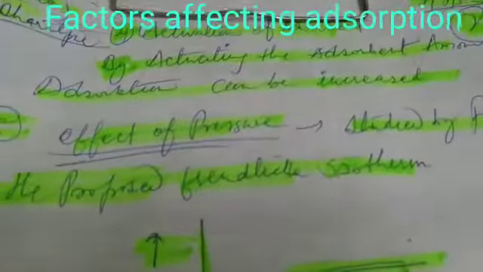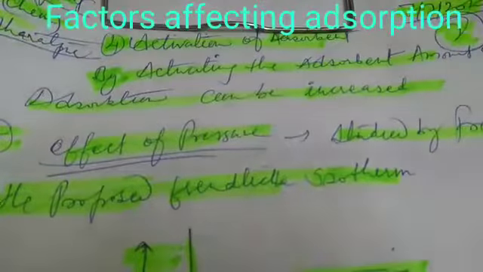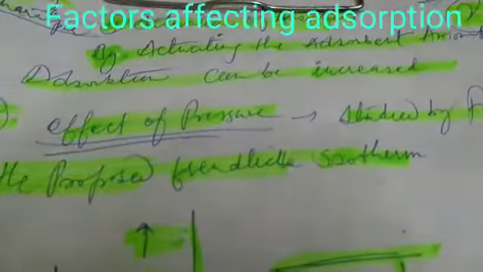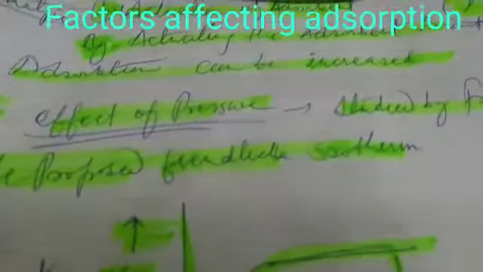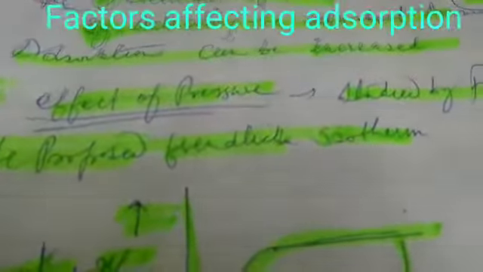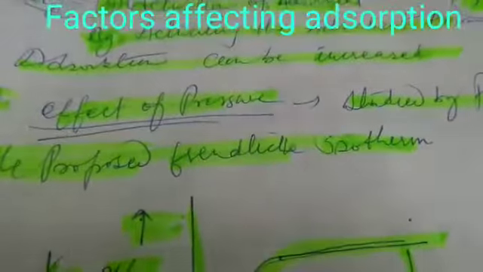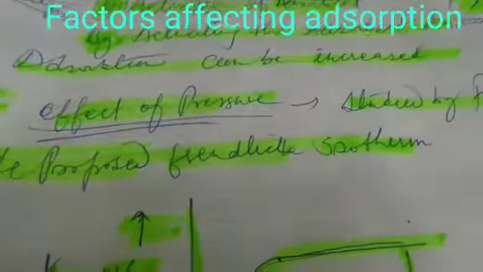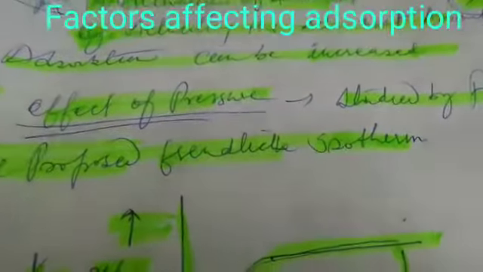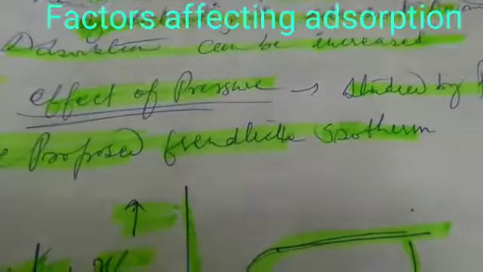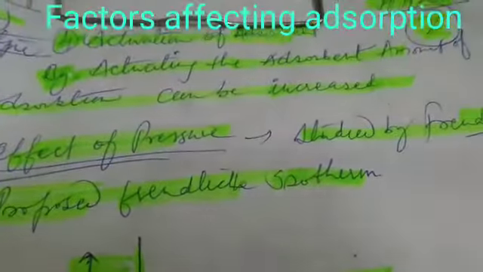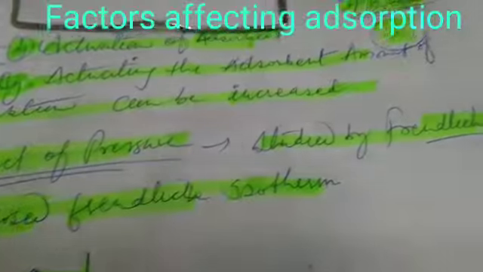So what will you do? You will take a duster and clean up the board. After that you will be able to write on the blackboard or green board again. So the cleaning of the blackboard is activation of adsorbent. We are cleaning the surface of the adsorbent. This is called activation of adsorbent. Understand? So by activating the adsorbent, the amount of adsorption can be increased.